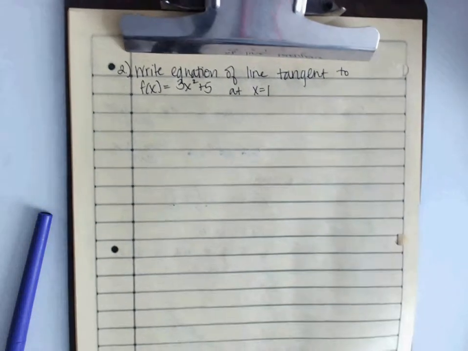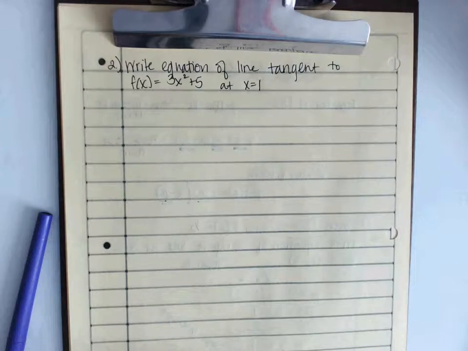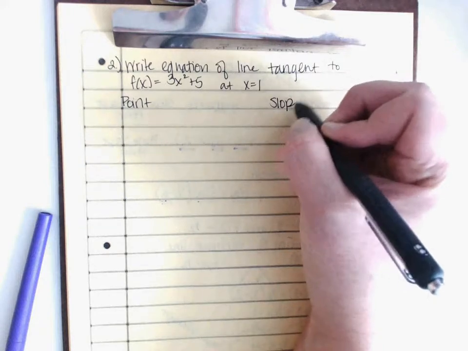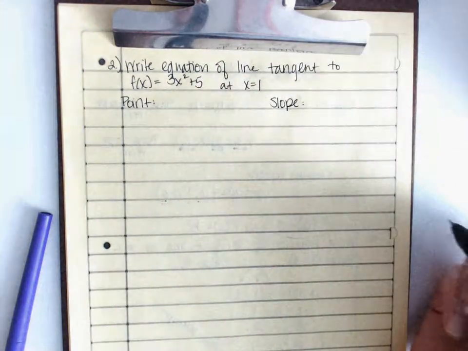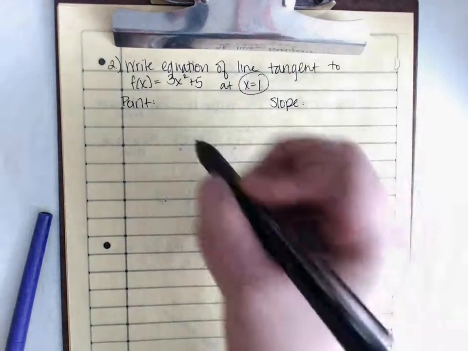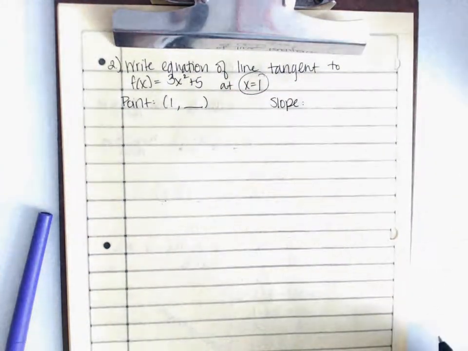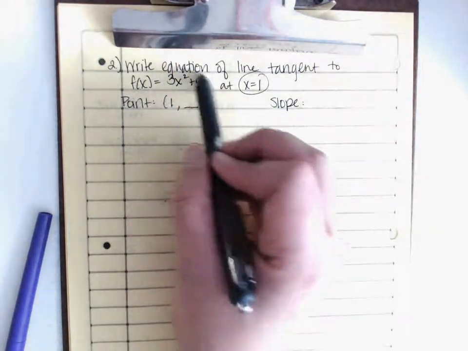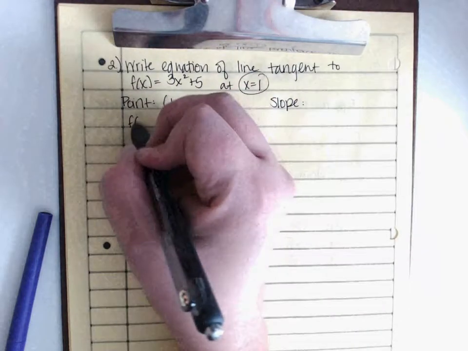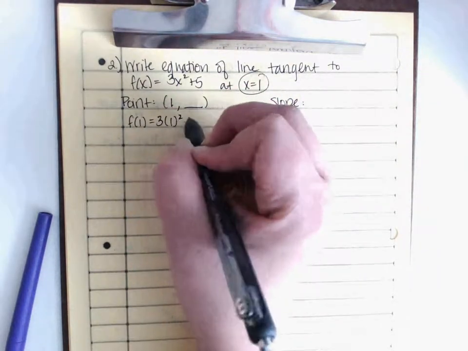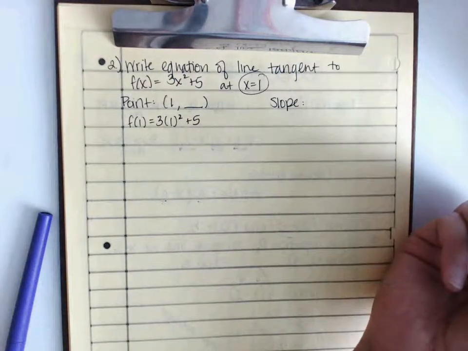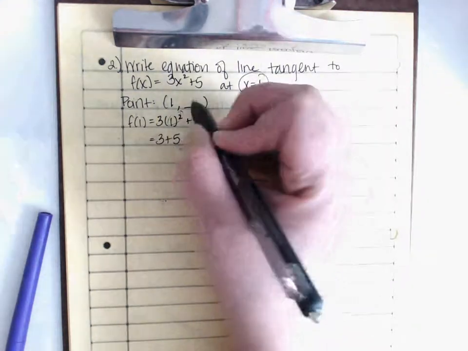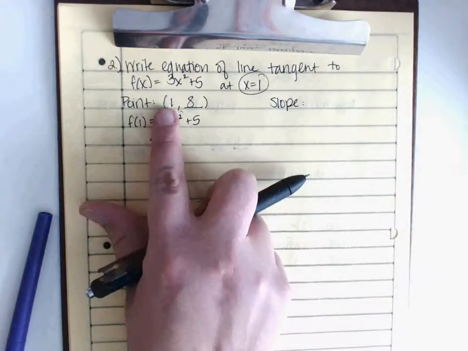at x equals 1. So remember, your ingredients are the same. You're going to need a point. You're going to need a slope. Now, if they told me that x is 1, that's half of my point right there. But I still need the y value. So in order for me to get the y value at 1, all I have to do is plug into the original. So if I want to know f of 1, I have 3 times 1 squared plus 5. Follow your PEMDAS, exponent first. 1 squared is 1 times 3 is 3. 3 plus 5 is 8. So my ordered pair is 1, 8.